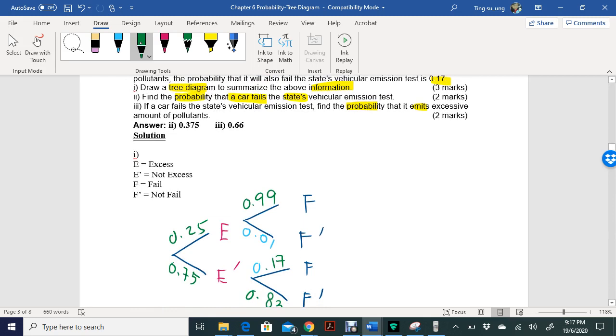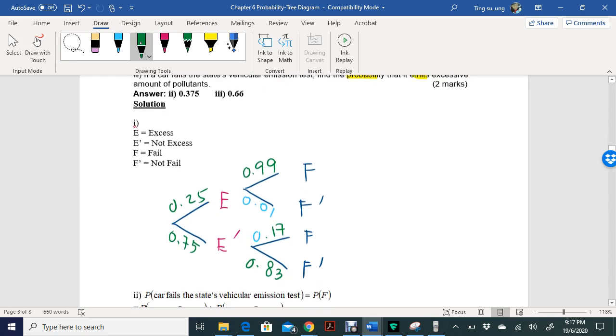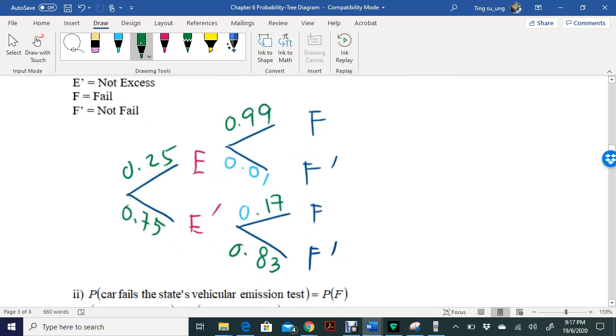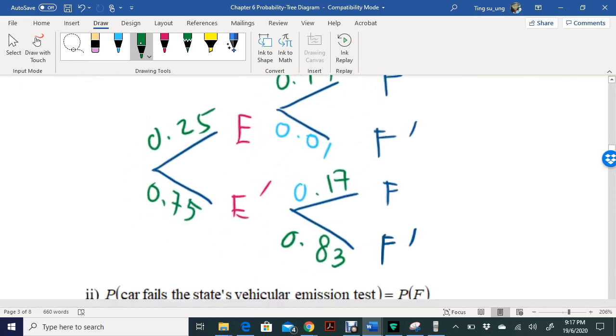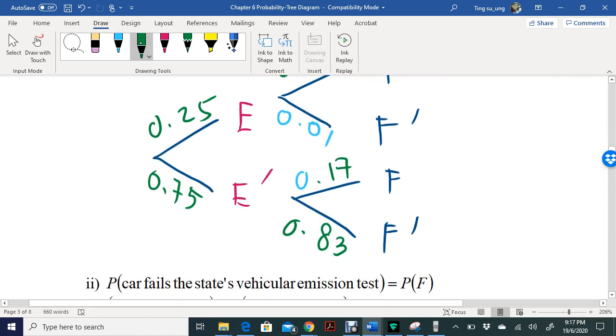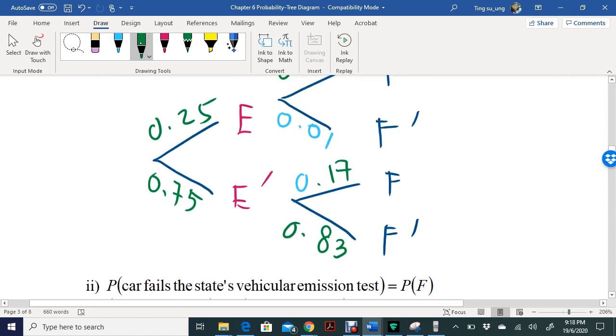Second question, find the probability that a car fails the state vehicle emission test. Get the statement in first. If you really cannot remember how to get the things in, very simple, you just get the particular information. P of car fails the state vehicle emission test, you just copy the phrase, equal to P(F), right? The one that failed the test is P(F). So how to get P(F)?